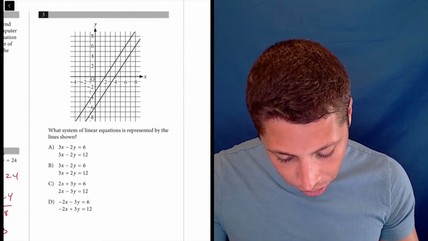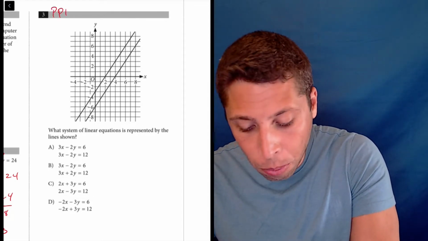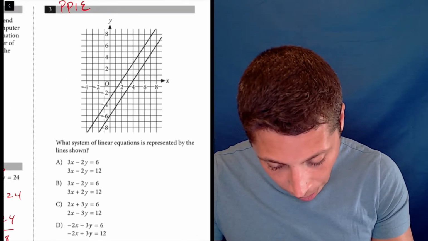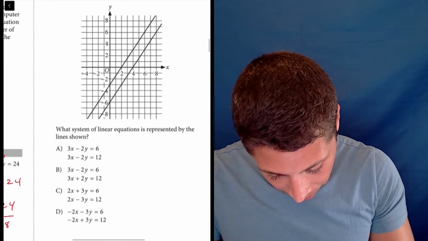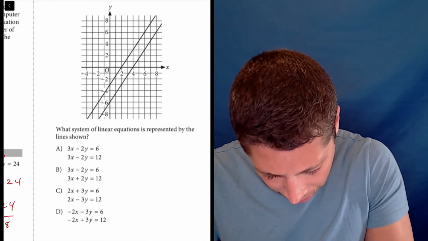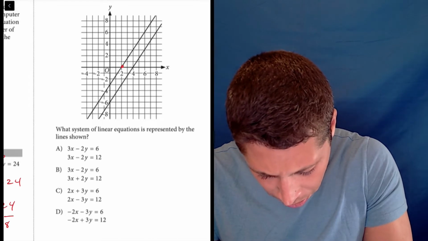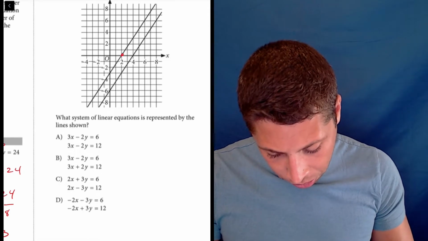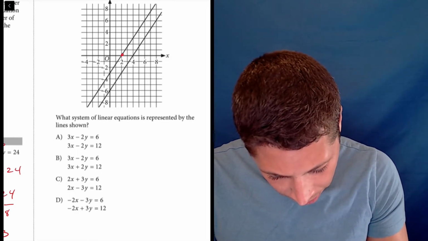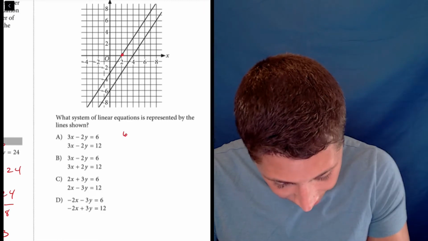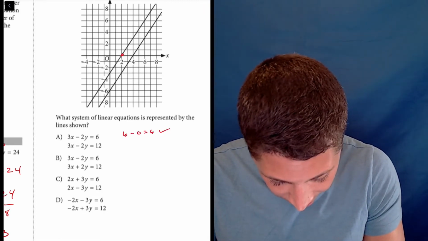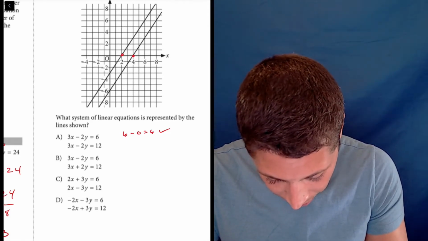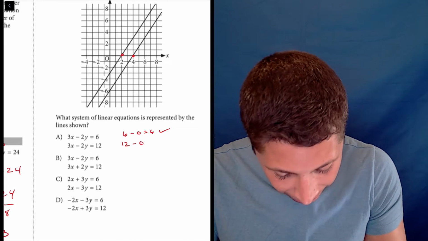All right, which system of linear equations is represented by the lines shown? This is also plug points into equations. Just pick a point and see which one it goes on here. Let's do 2, 0. That would be 6 minus 0 equals 6, so that works. And then this would be 4, 0, right? So that would be 3 times 4 is 12, minus 0 is 12.